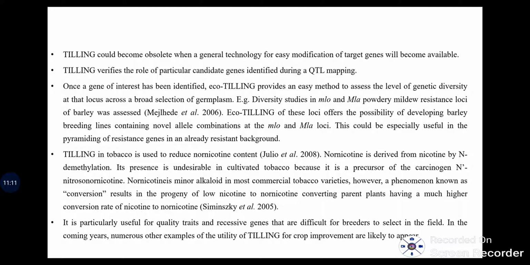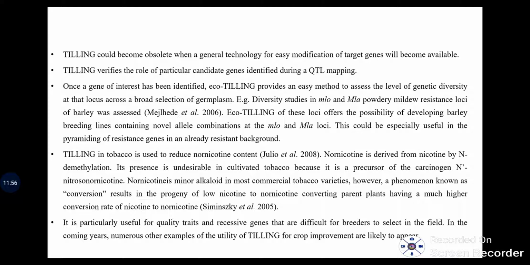Some of the applications of TILLING we shall discuss from here onwards. TILLING could become obsolete when a general technology for easy modification of target genes becomes available. This verifies the role of particular candidate genes identified during QTL mapping. The TILLING approach was experimented in tobacco to reduce the nornicotine content, which is derived from nicotine by N-demethylation. Its presence is undesirable in cultivated tobacco because it's a precursor of the carcinogen N-nitrosonornicotine.